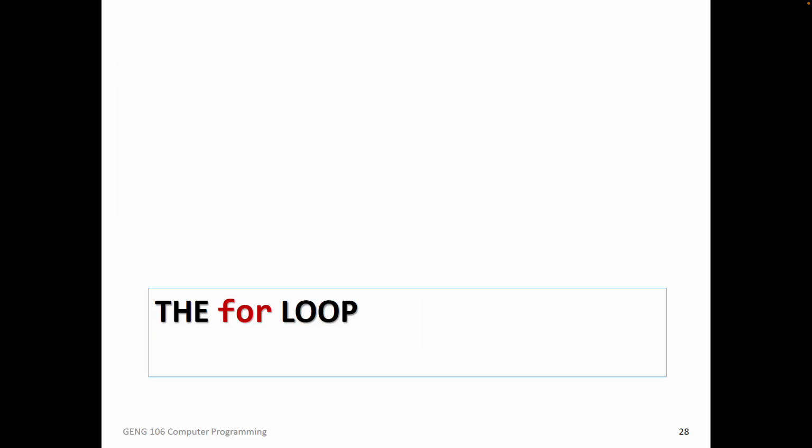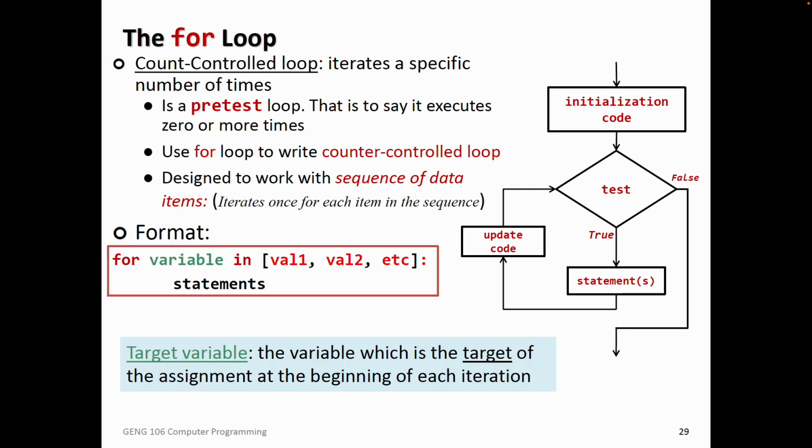All right, I would like to start the for loop. This part is the important part. So far we have seen the while loop, but in Python we also have another repetition structure, which is called the for loop. So what is this for loop?